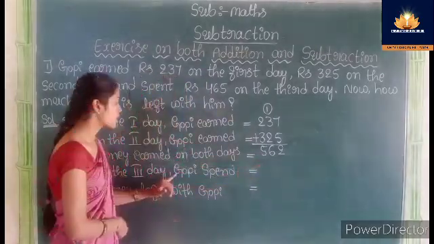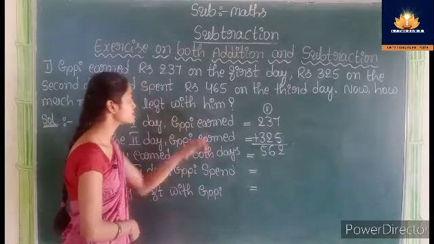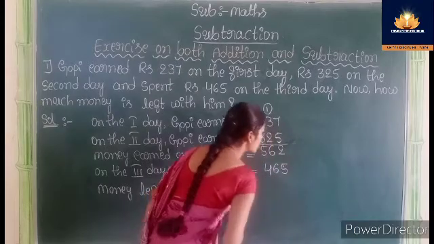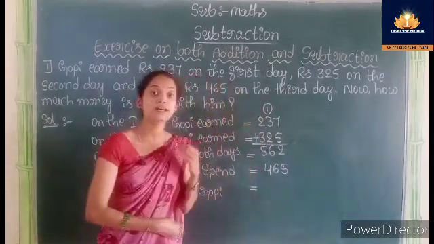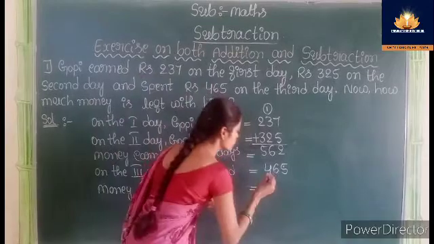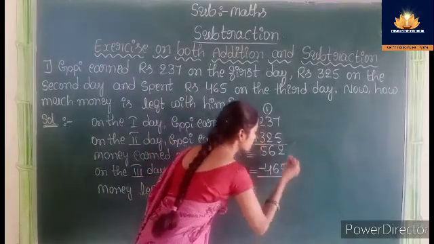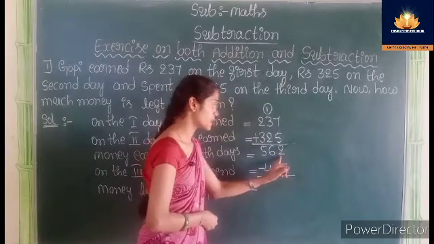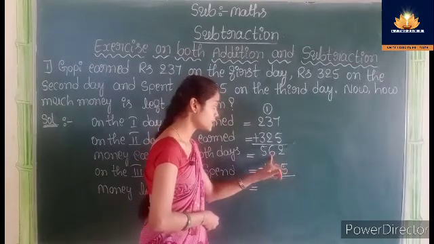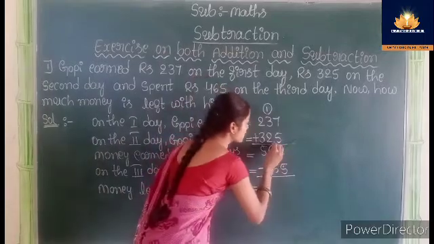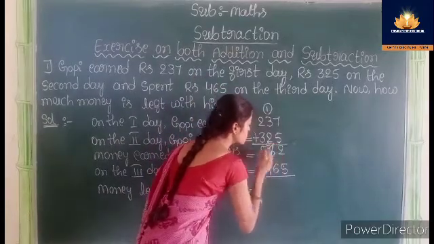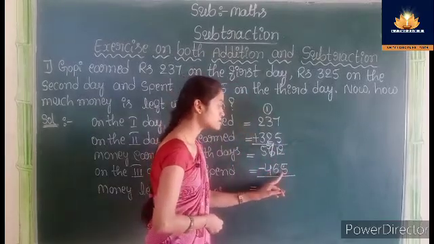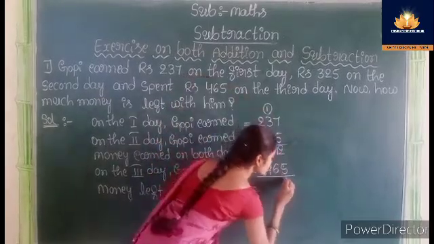On the third day Gopi spent, that is 465. Now we have to subtract the amount which is spent by Gopi, that is 465. 2 minus 5, we cannot subtract 5 from this 2, that's why we have to borrow 10 from this 6 tens, and here we are left with 5 tens. This 2 ones becomes 12 ones. 12 minus 5, that is 7.